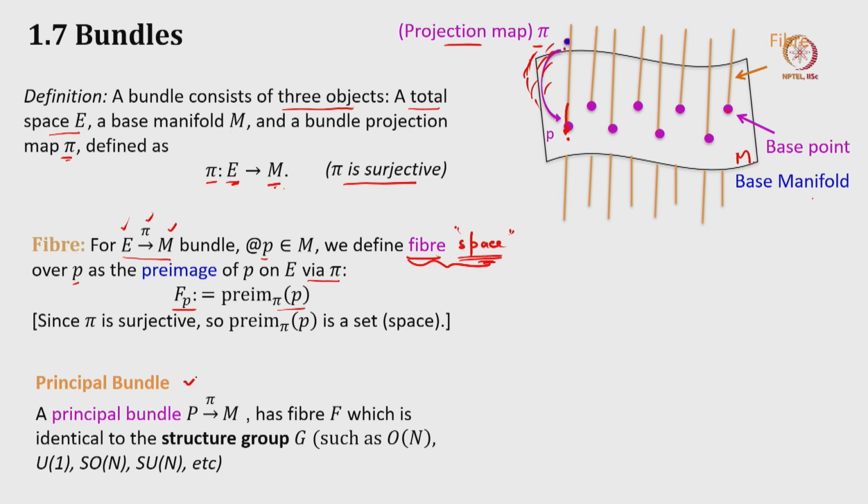And again, what we will be interested in is something called a principal bundle. So, what is a principal bundle? A principal bundle, often denoted by P, has a fiber which is identical to the structure group. The structure group is a group, and let me just give you the example rather than defining it completely, and from the example it will be obvious what it is.